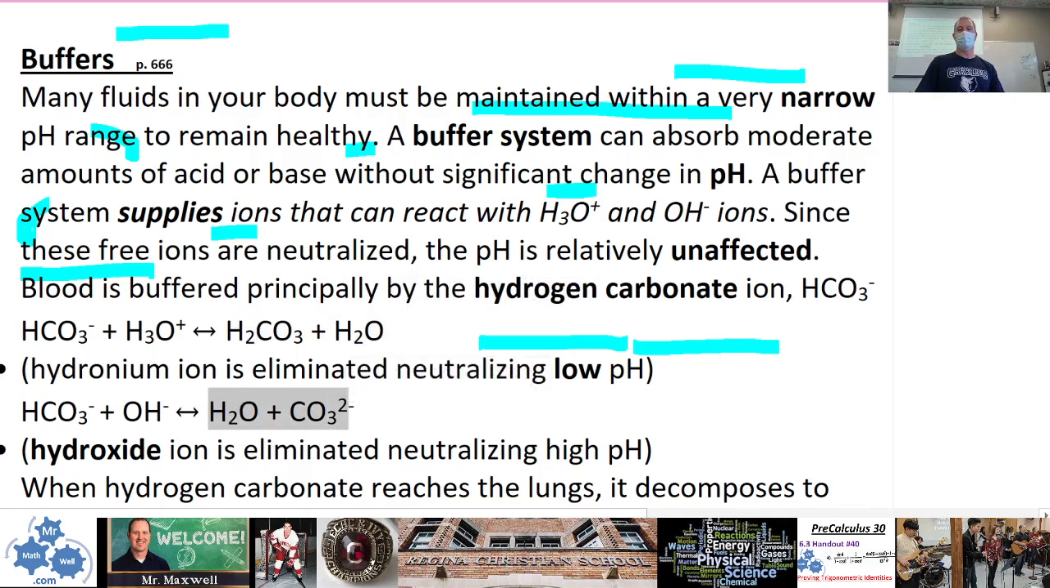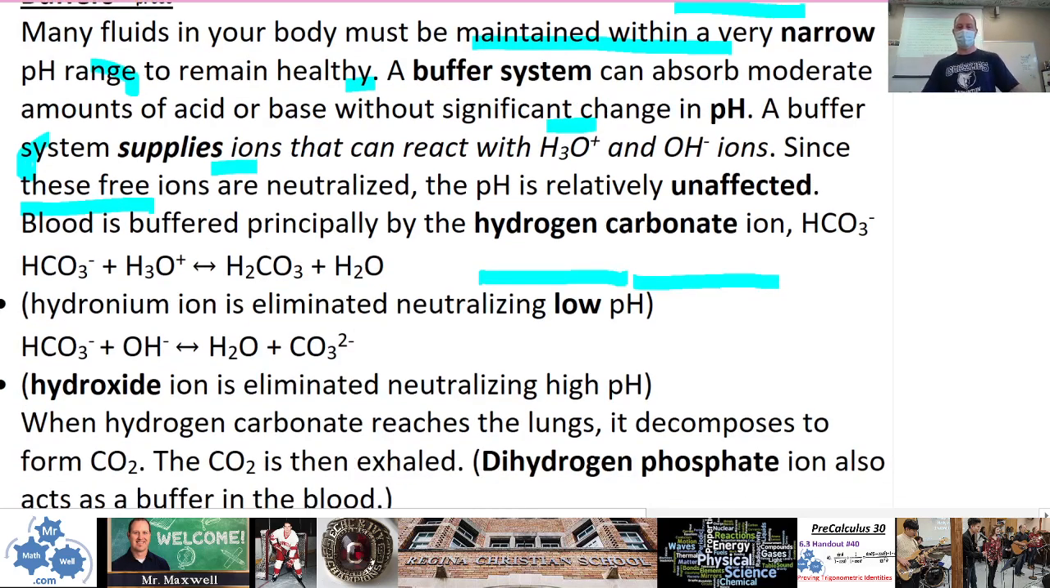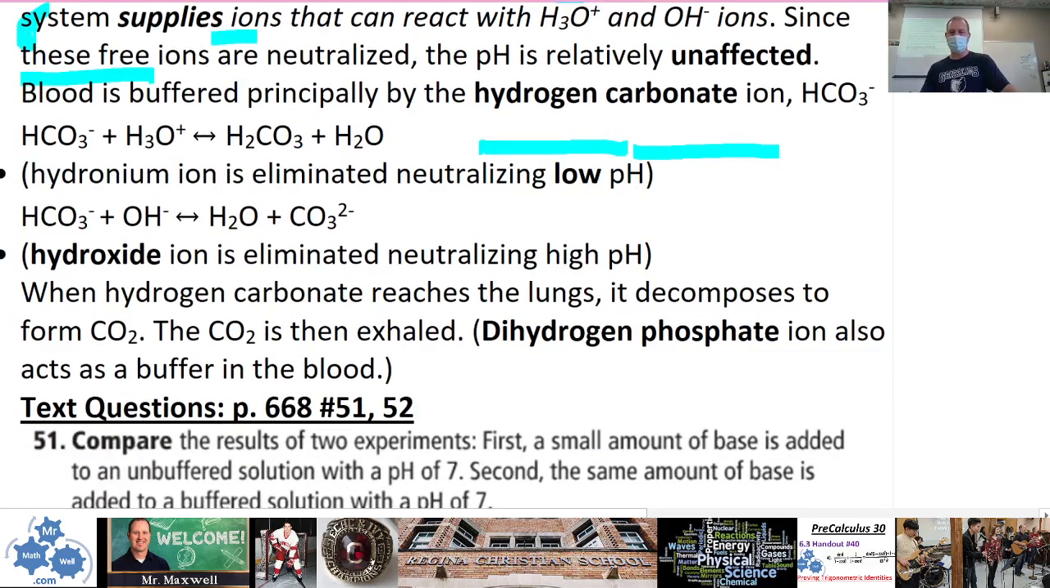We have water, obviously, as the main component there, and this hydrogen carbonate ion gets broken down in your lungs to carbon dioxide, which you breathe out, and so on. So these products here are fairly neutral. So that's the buffer system that we're talking about in your blood.